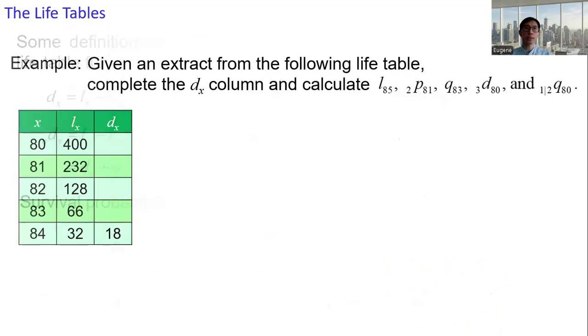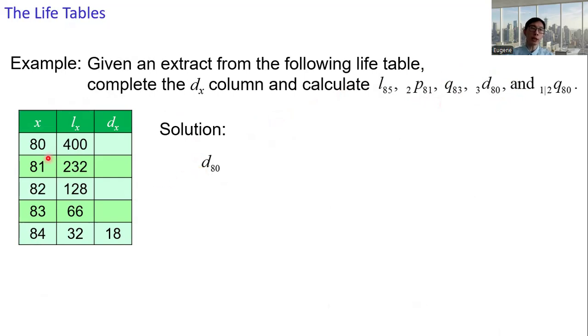All right, so let's take a look at an example to get familiar with the expressions and the entries in the life table. We are given a life table. We only need the value of x, the age, and the number of survivors, lx, and then we can get the dx and calculate the survival as well as the mortality probabilities. Let's compute the dx column. The first one is d80, the expected number of deaths for an individual at age 80 who will die before reaching age 81.